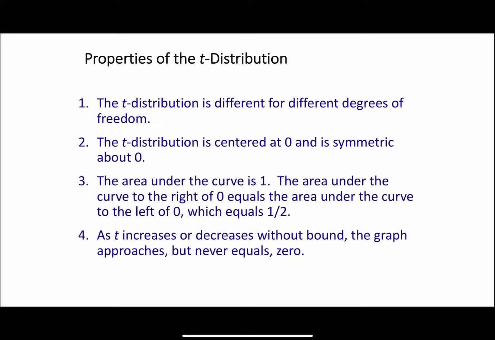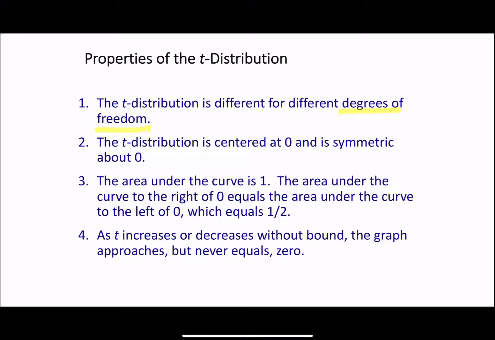Here are the properties of a t-distribution, and some things are similar to our standard normal distribution and some are a little bit different. The t-distribution is different for different degrees of freedom. Depending on how big our sample size is, our t-distribution is going to be different. That's what this degrees of freedom means.